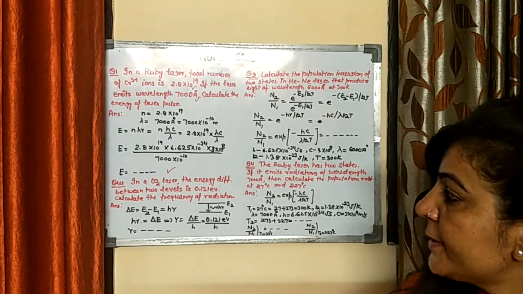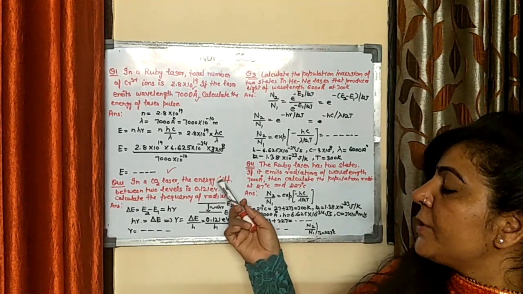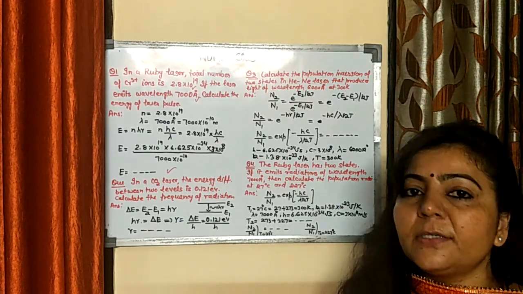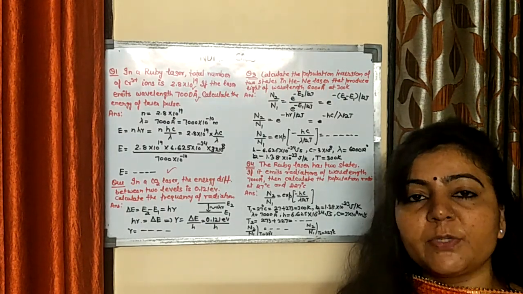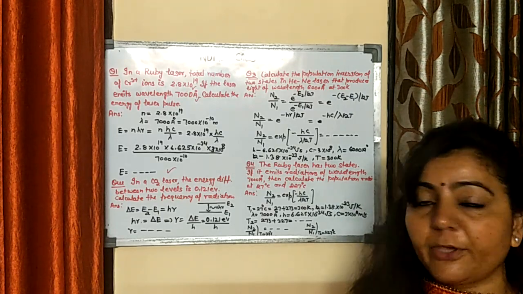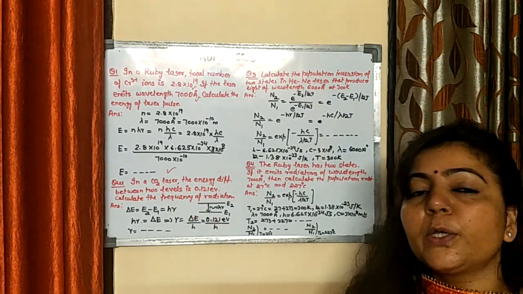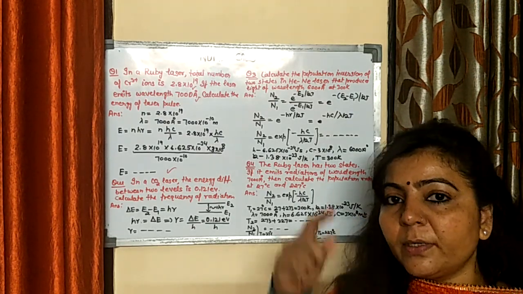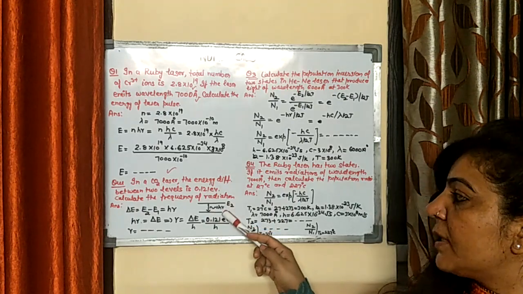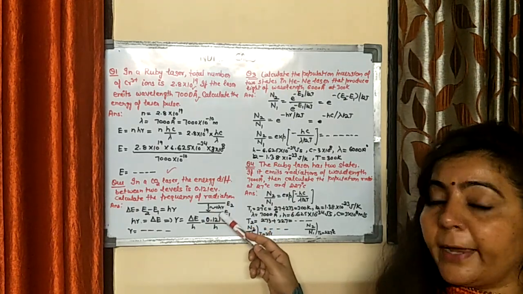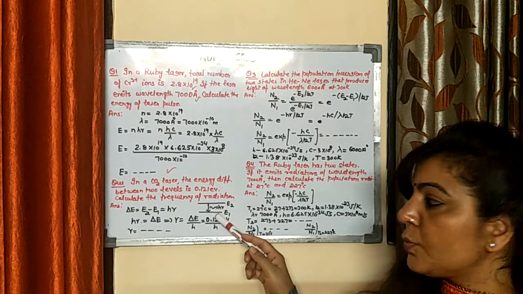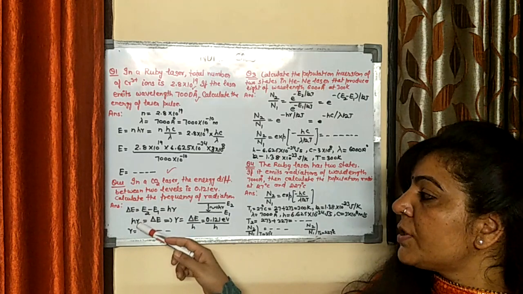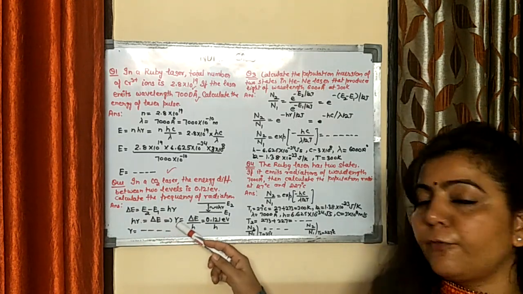Now the second question is: in a CO2 laser, the energy difference between two states. In that CO2 laser, the two states which actually participate in light amplification have an energy difference of 0.1 to 1 electron volt. You have to find the frequency of radiation. When the transition occurs between those two states, the energy difference is given, and that energy difference will be basically h nu. So h nu is delta E, and you have to find the frequency.